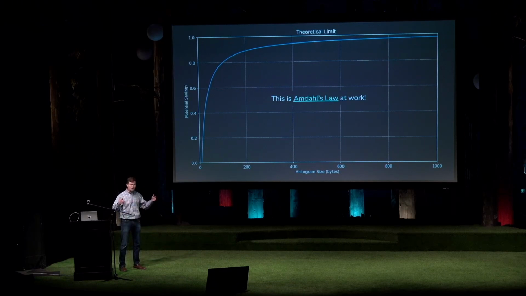So you can actually map out this behavior. If you know how big the histogram is, you can calculate a theoretical limit of how much disk space you could ever possibly save. And that's what this graph represents: the size of the histogram, and then how much disk space you save.